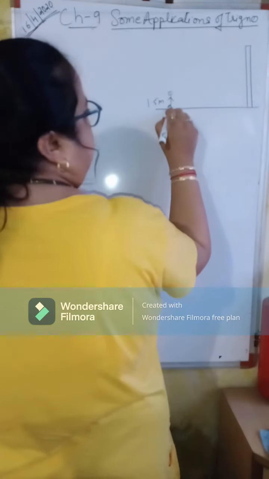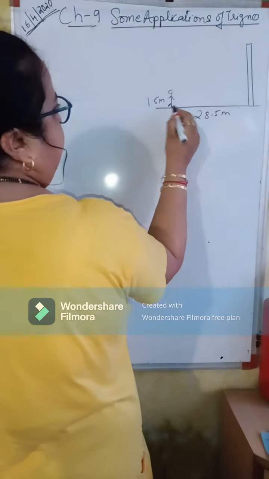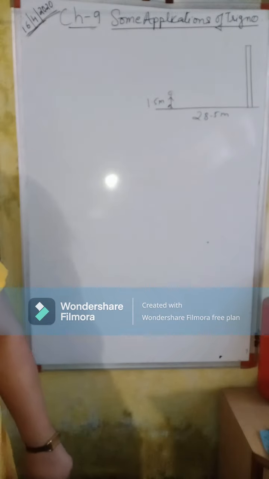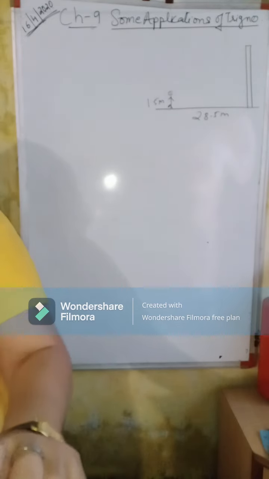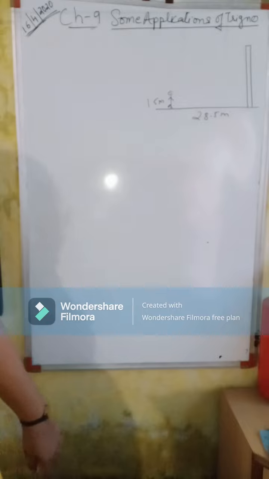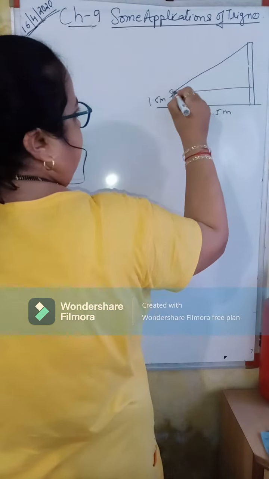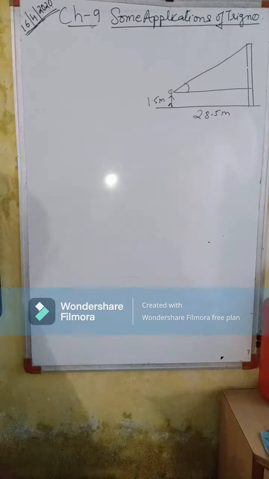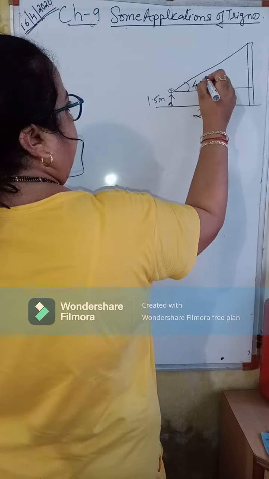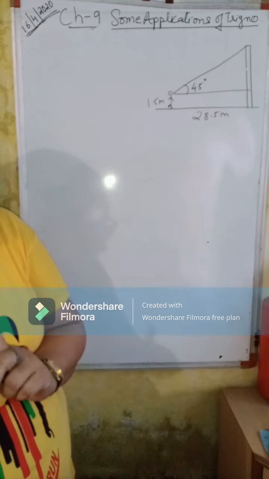The observer is 28.5 meters away. This is the distance between the observer and the foot of the chimney. The angle of elevation of the top of the chimney from her eyes is 45 degrees. From the top of the chimney to the eyes, this is the angle of elevation, 45 degrees. Understood the figure? समझे फिगर?